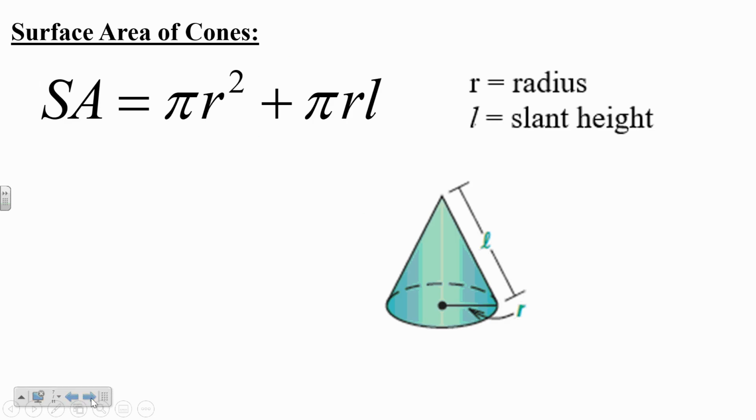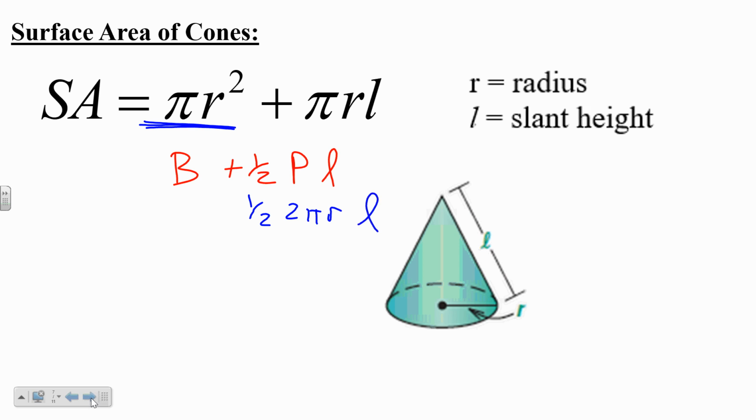Now remember, the cone is literally the exact same formula as a pyramid. Base plus 1/2 perimeter times the height, times the slant height. The only thing you have to remember is that the formula for the area of a circle is pi r squared, so that's why they put that here. And then the perimeter for a circle is the circumference. Well, the circumference is 2 times pi times the radius, then times L. Well, 1/2 times 2 cancels, so you just have pi r times L. So that's where they get pi r times L.